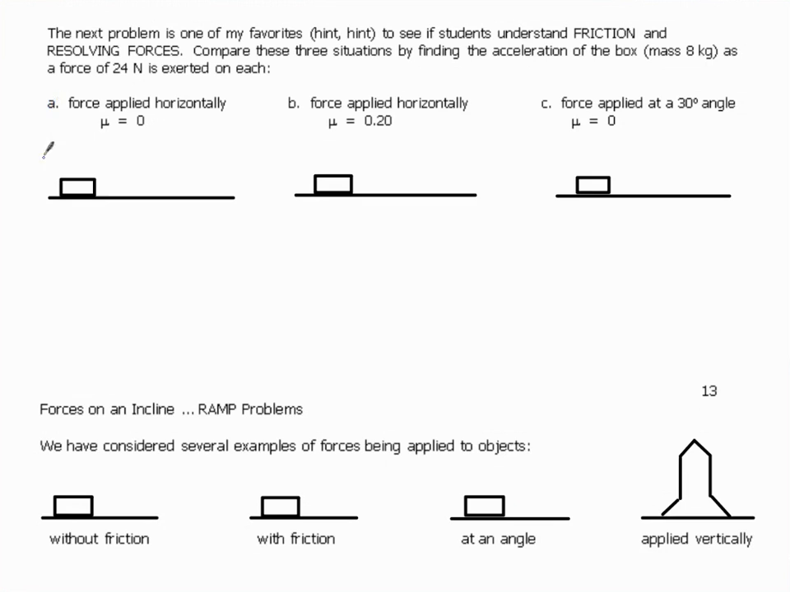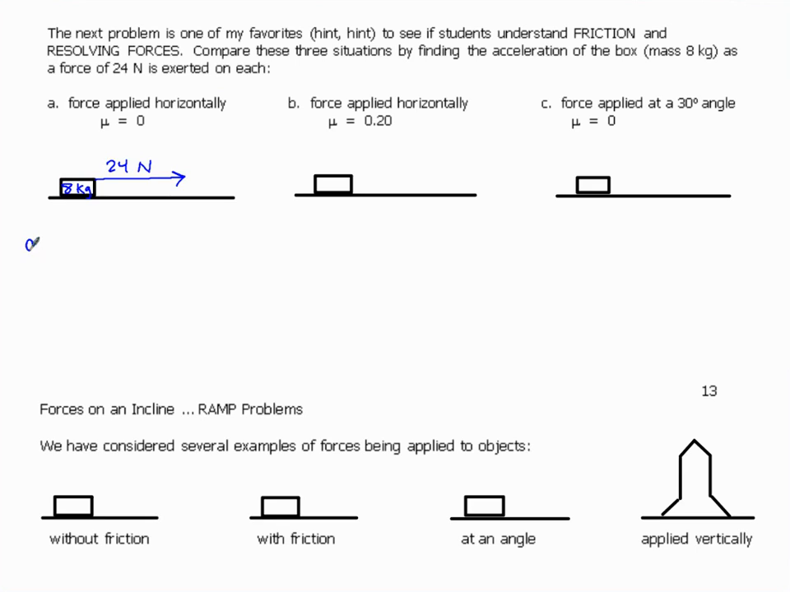So in part A, we have a box. It is 8 kilograms in mass. The coefficient of friction is 0, which means this is a frictionless environment. A force of 24 newtons is applied horizontally. And so we're looking for the acceleration. This is the same type as the Little Red Wagon. We're looking for the acceleration because we want to know which one's the fastest, which one wins.